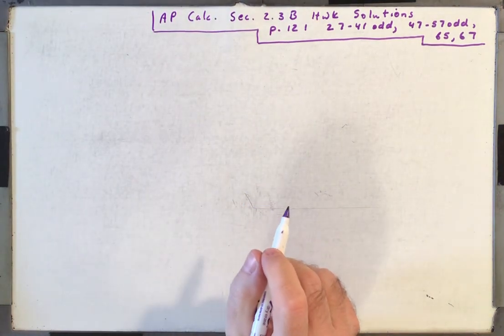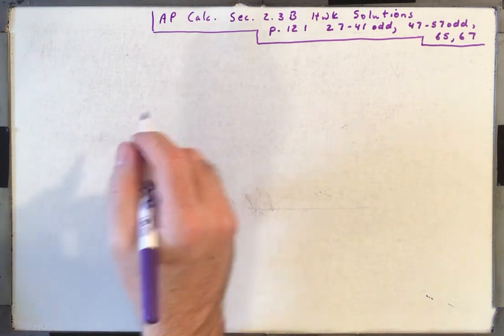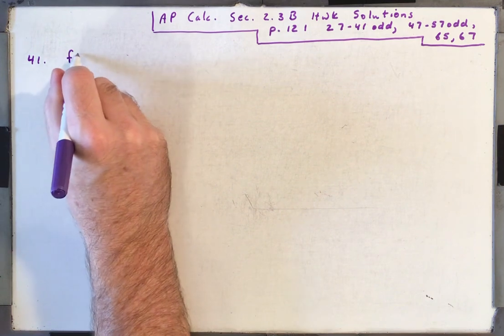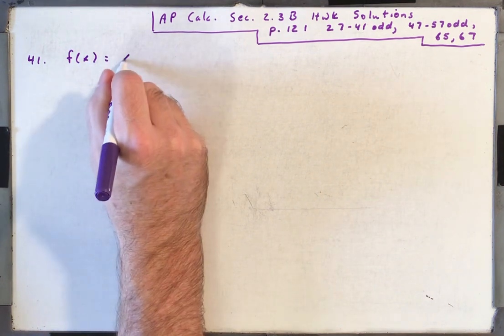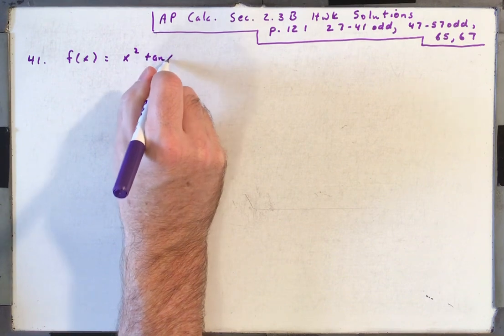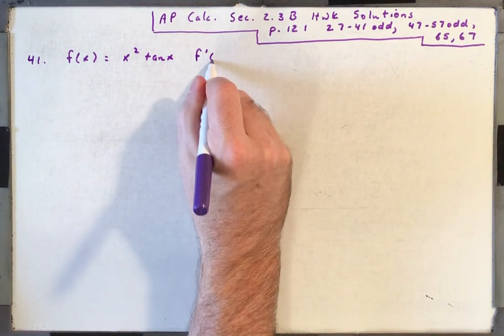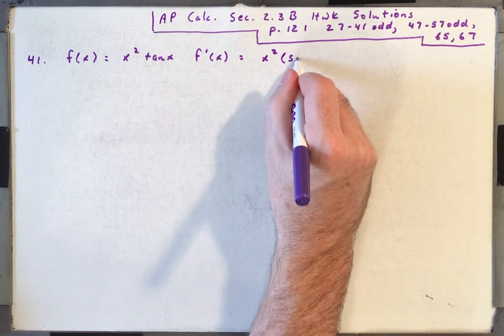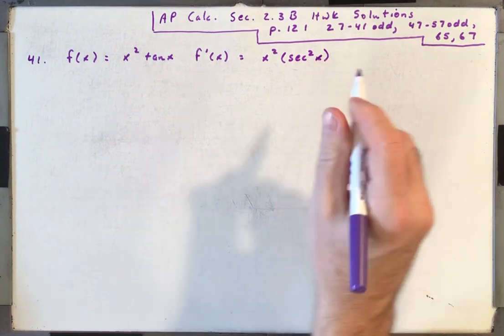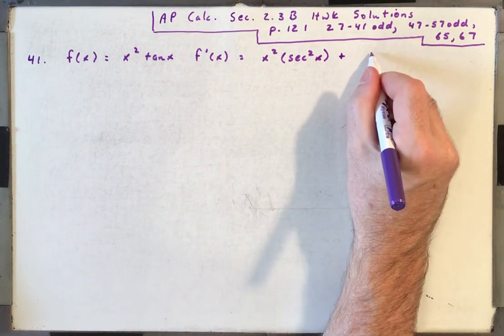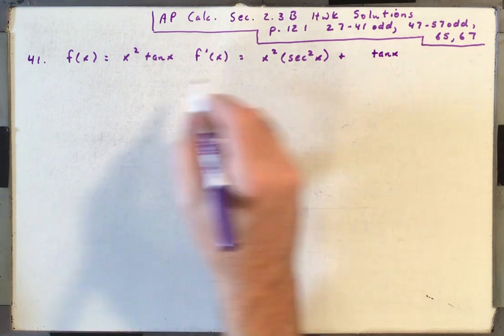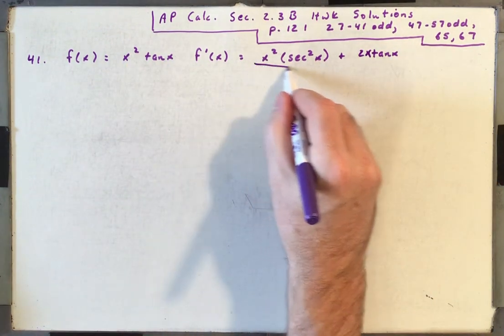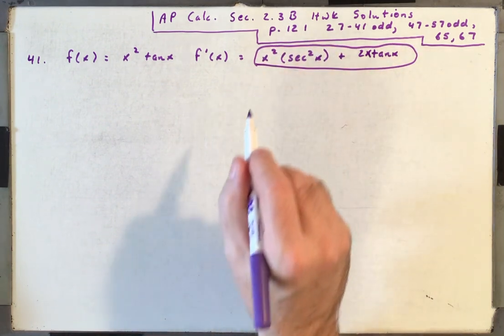Okay, that was 39, right? So 41. We have f of x equals x squared tangent x. So f prime of x, product rule: the first, x squared, times the derivative of the second, secant squared x, plus the second, tangent x, times the derivative of x squared, which would be 2x. I'm going to put that out front. And that is good enough.